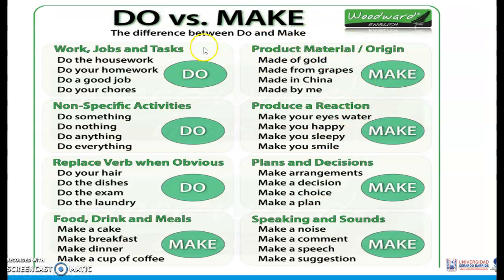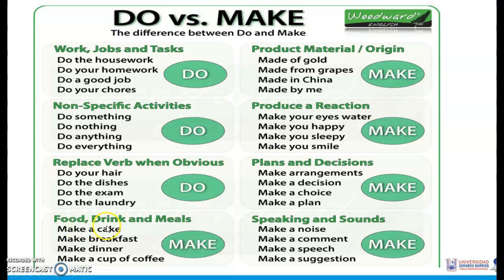Then here you have some examples, guys. The same thing with jobs and tasks: do your job, do your chores, do anything, do something, do your hair. No, it's not like clean your hair or brush your hair. No, we can say do instead of that. And with make, we have a lot of things.